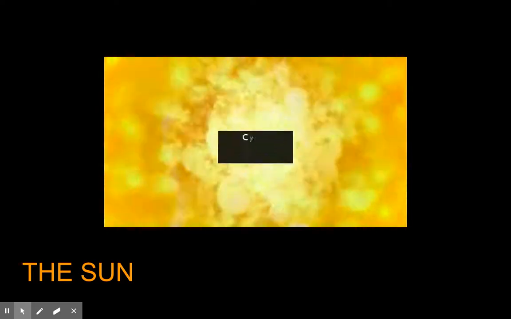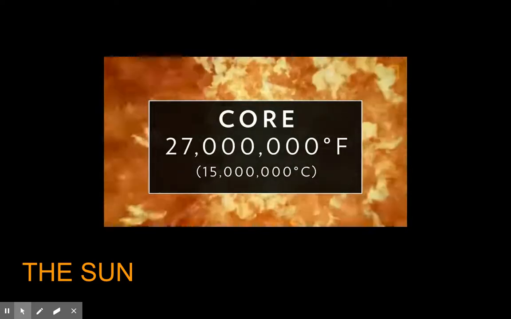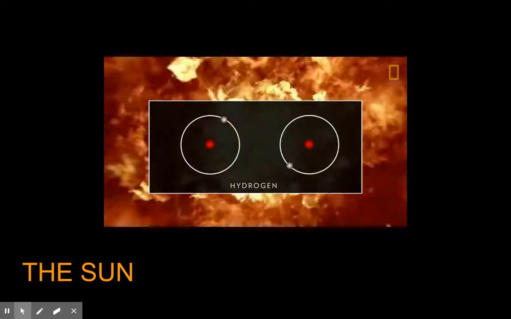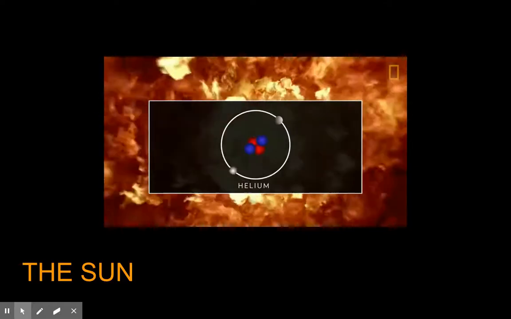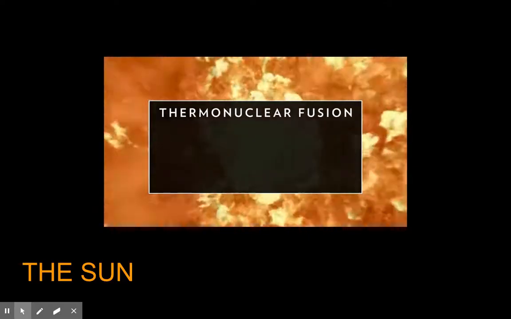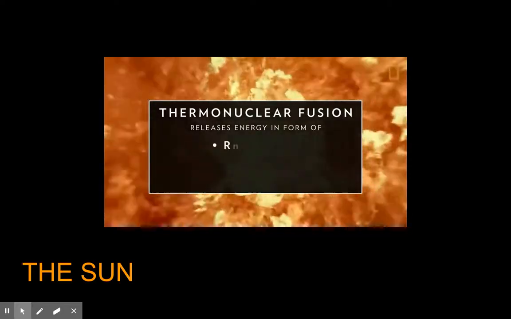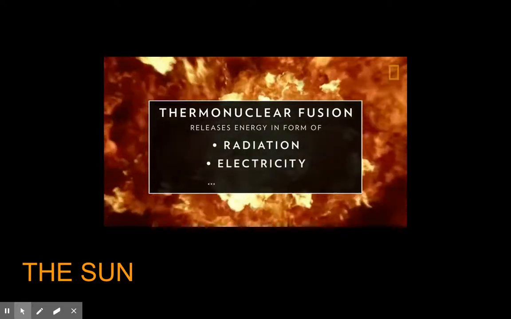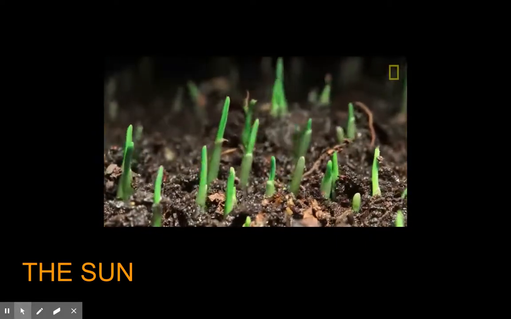In the core, temperatures reaching at least 27 million degrees Fahrenheit, combined with the sun's powerful gravity, fuse together hydrogen molecules to create helium. Called thermonuclear fusion, this releases an enormous amount of energy in the form of radiation, electricity, solar wind, and, as we experience on Earth, life-giving heat and light.